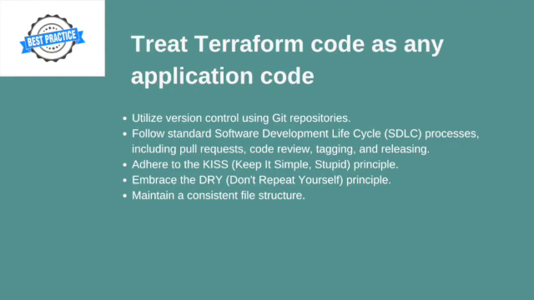Next, following standard software development lifecycle processes is essential. Implement practices such as pull requests, code review, tagging, and releasing to ensure code quality, maintainability, and proper collaboration among team members.